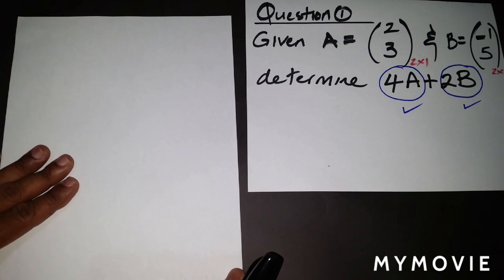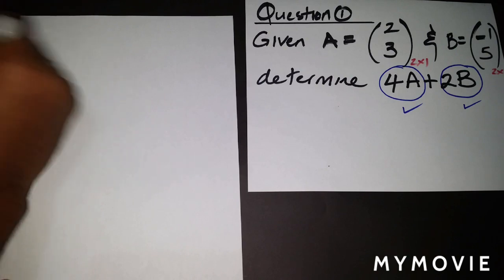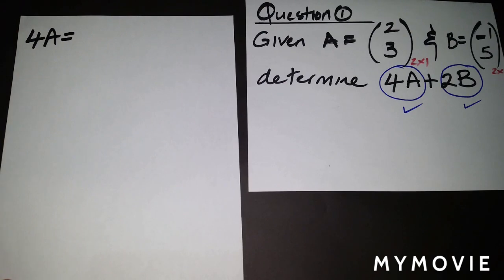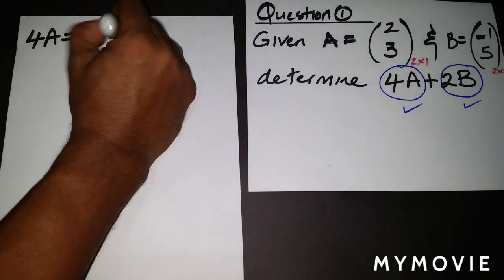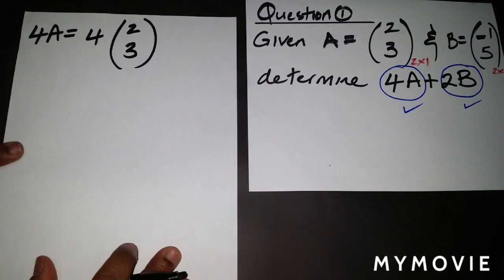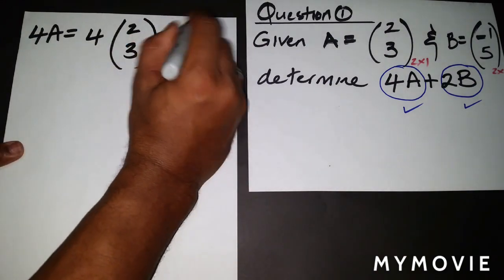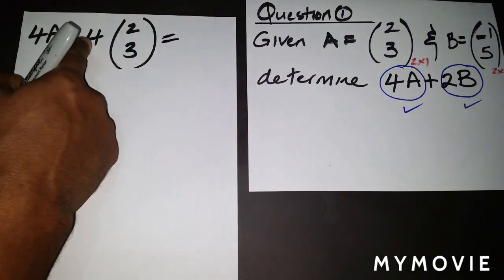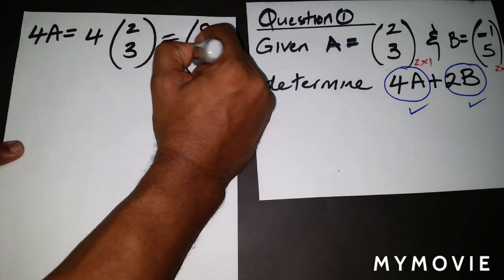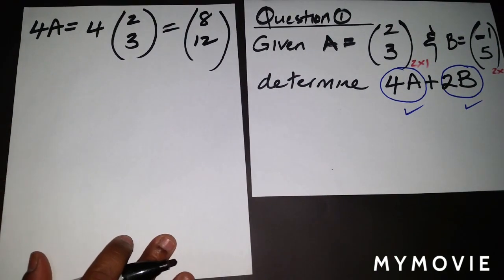My first step is to find 4A. So let's try to find 4A here. So 4A would simply mean multiplying matrix A by 4. And that's there. So of course, all of these elements here, 2 and 3, will be multiplied by 4. So what I would get is 4 times 2 is 8. And 4 times 3 is 12. So I now know what 4A is.